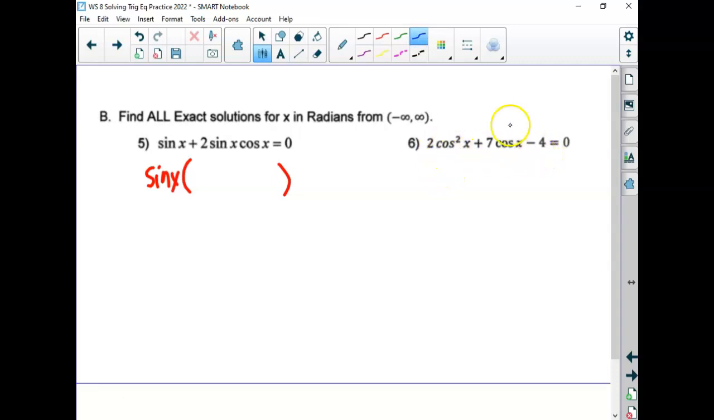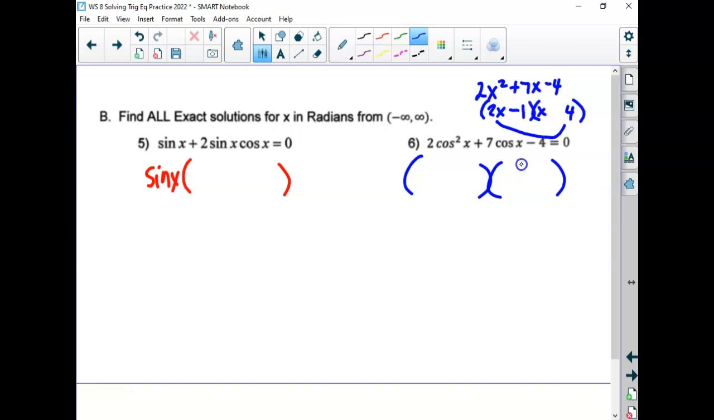It's all cosines. So for a minute pretend it just said 2x squared plus 7x minus 4. What would you do? Yeah, you'd have a 2x and an x. And what else might you do to get a 7 in the middle? Maybe 4 here, because that would be 8. And a minus 1, does that work? 8 minus 1 is 7. Okay, so it's going to be 2 cosine of x, not squared anymore, minus 1, and cosine of x plus 4. Do we need to finish that one?